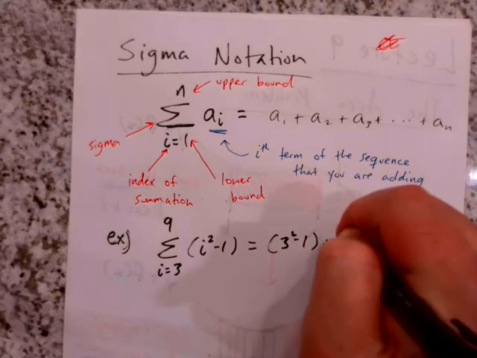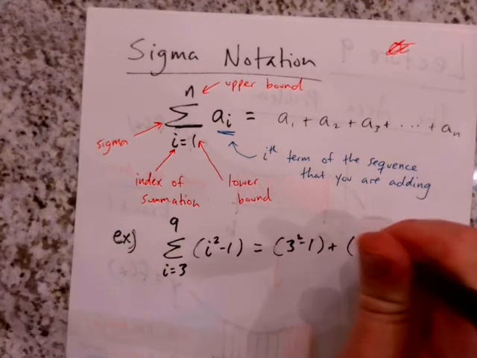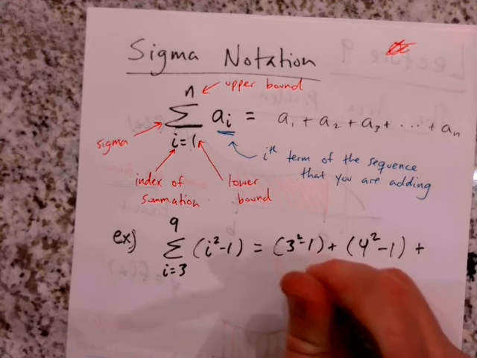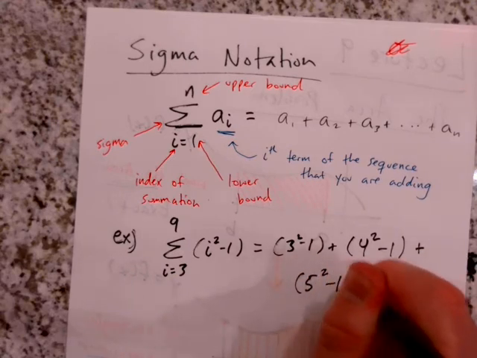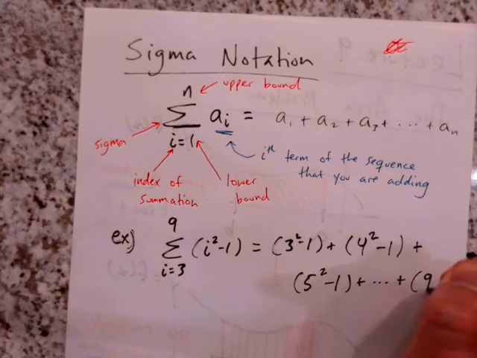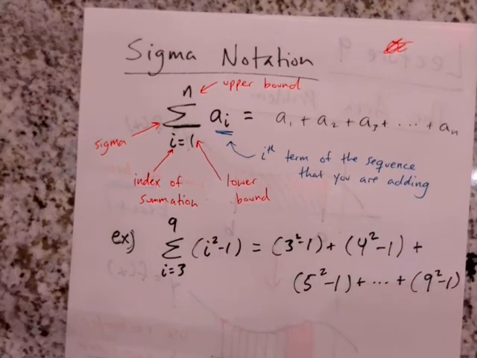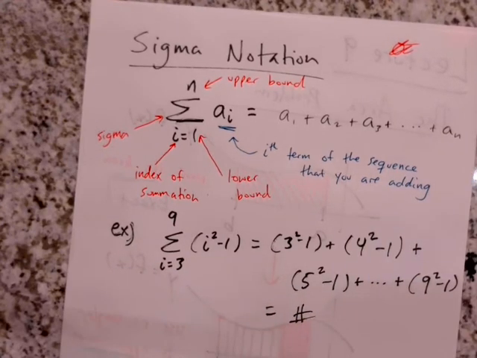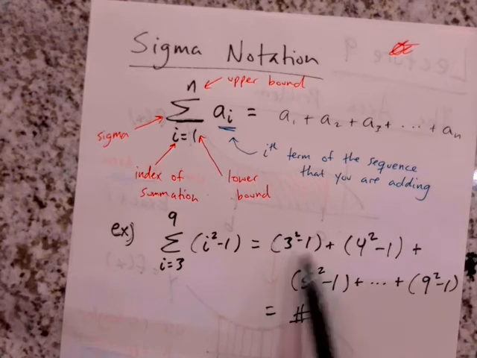Plus, then you go up by 1 every time. So after you plug in 3, you plug in 4. Then you plug in 5. And you keep plugging in numbers 6, 7, 8 until you plug in 9. And you add up all those terms and it gives you some number. But the important part is how you start by plugging this in and you keep going up by 1 until you reach this number right there.